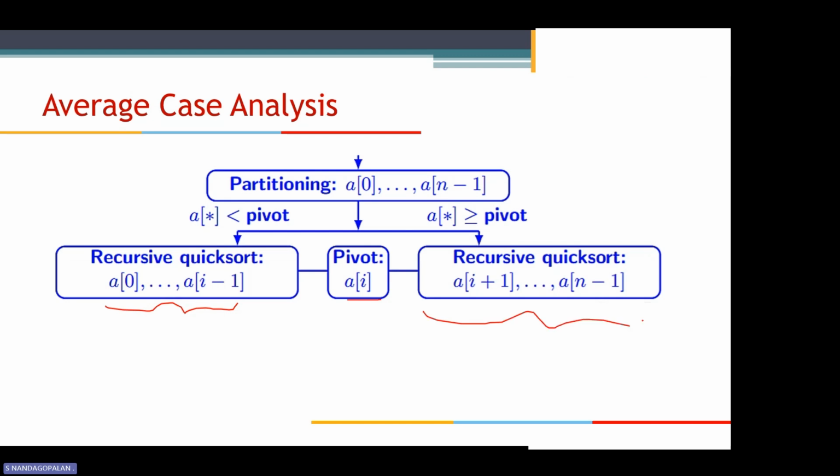Similarly, on the right side, I have I plus 1 to n minus 1, the remaining half. So this is the $1 billion question, I. If it is mid, fantastic, n by 2, n by 2. But I don't know. I have to take the average of this. So if my pivot is at 0, my pivot is at 1, my pivot is at 2, then for every position I have to calculate the time taken, add all these things, divide by n, and I'll get the average.